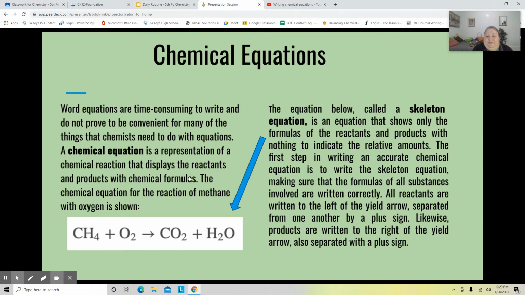The first step in writing an accurate chemical equation is to write the skeleton equation, making sure that the formulas of all the substances involved are written correctly. Remember, if you see prefixes, those prefixes are going to be changed into the subscript of whatever element it's connected to. If you have an ionic compound, you have to make sure that you have your ion sheet with those charges ready so that you can cross them down and have the correct formula. Different types of compounds have different rules.